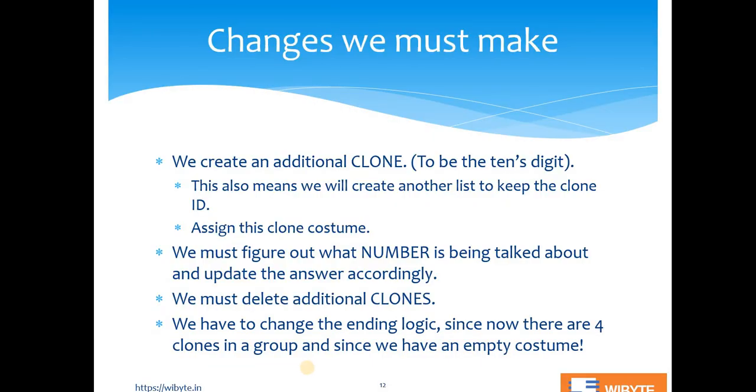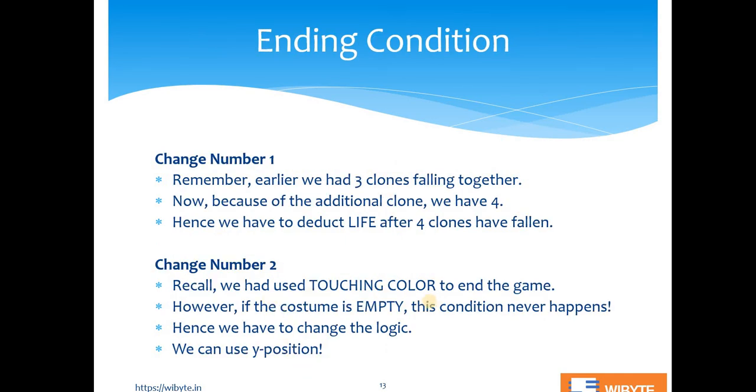carefully, which is the ending logic, right? So yes, our clones are getting deleted, but the ending logic must change because there are 2 reasons, right? First change we must do is that now, unlike earlier, we have 4 clones falling. So previously we had 3 clones falling together, but now because of the additional clone, we have in fact 4 clones falling together, right? So we must deduct life after 4 clones have fallen.